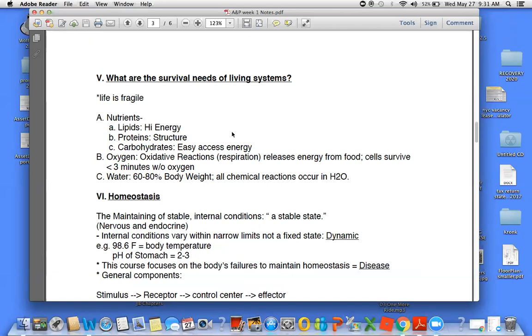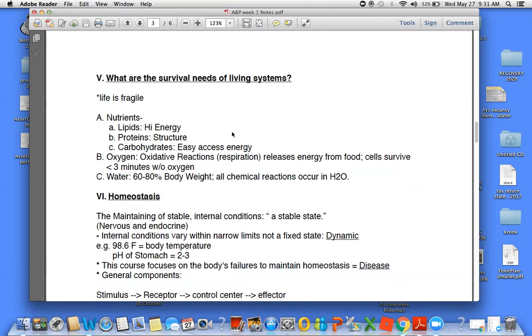Lipids give you your high energy. Carbs give you your easy access, instant energy. And proteins, like your hair, give you the structure, build your structure. You eat some eggs, you have protein, it builds structure. I want to say that these nutrients are going to be addressed in the next class in detail. We're going to go over all the macromolecules for the organic chemistry part of the course.